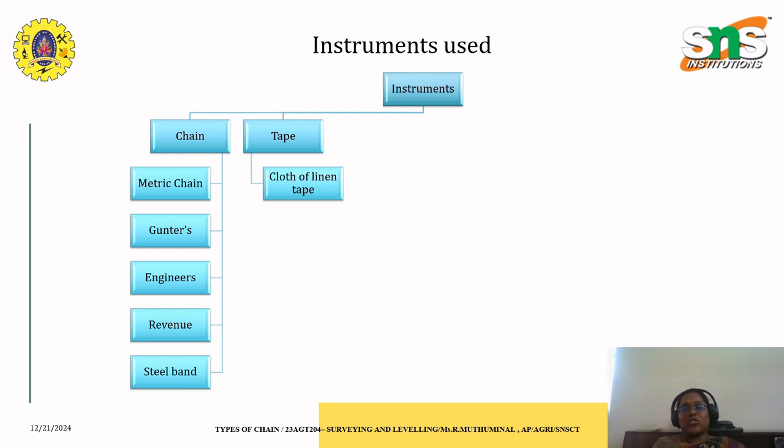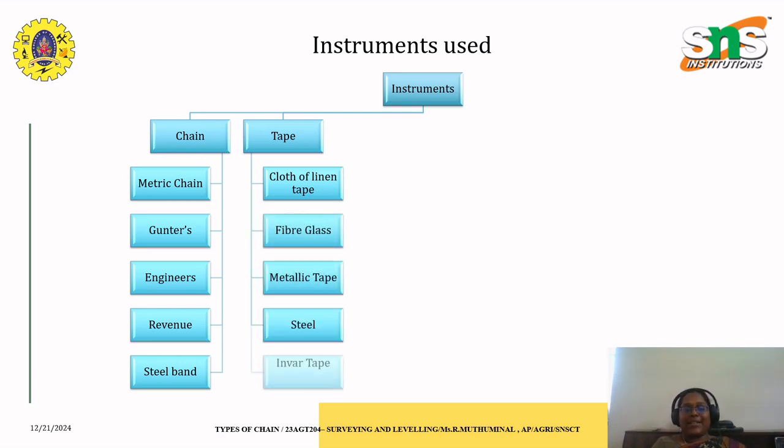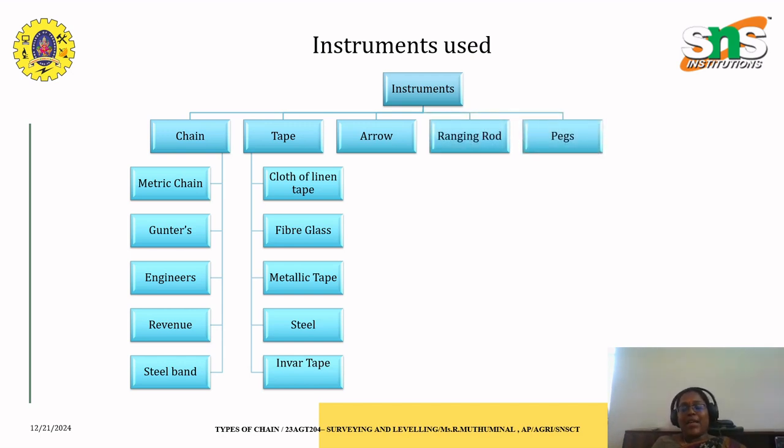The tapes are identified with several types depending upon the material. The first one is cloth or linen tape. The second one is the fiberglass tape. The third one is metallic tape. The fourth one is steel tape. And the fifth one is invar tape. The next thing that we have to have is an arrow. An arrow is for identifying or locating a point. The next one is a ranging rod to identify them. The next one is pegs, and the last one is a plumb bob.